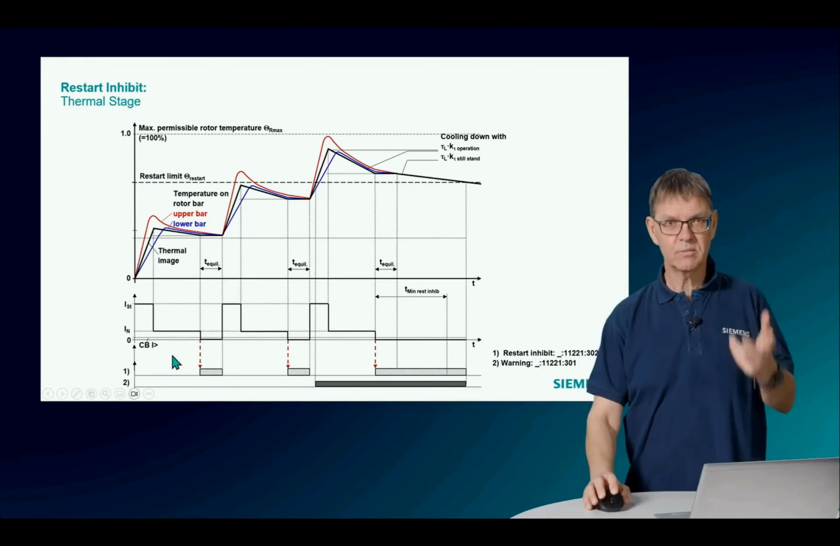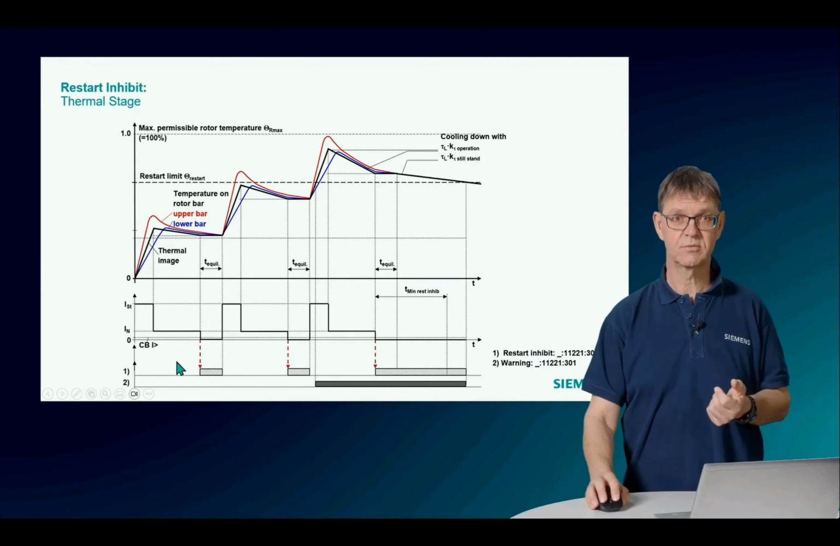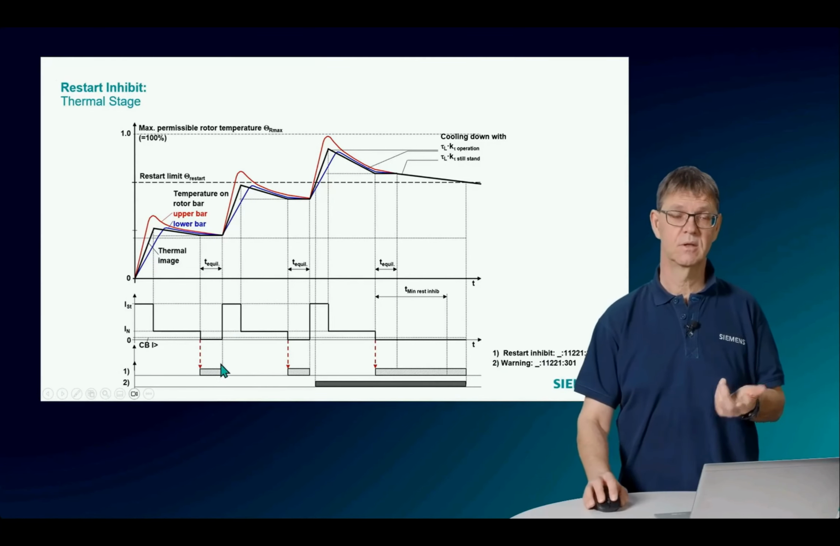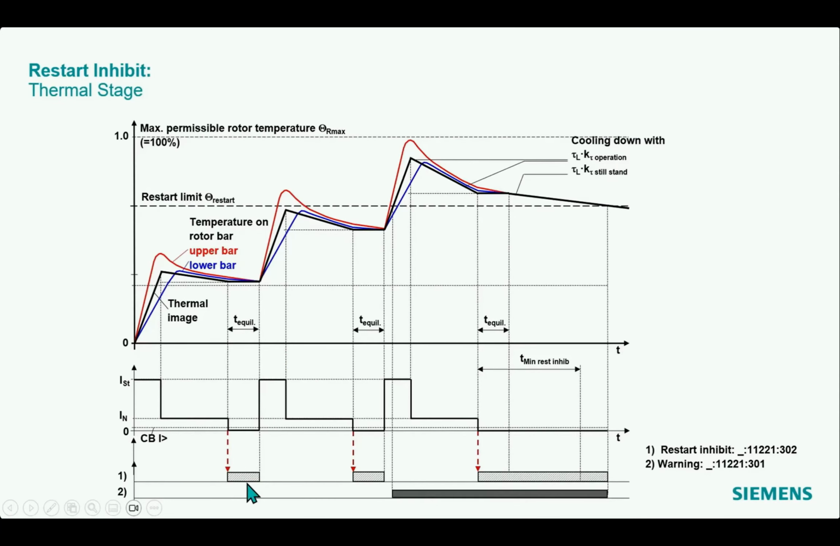Okay, so when the motor is switched off, I get here this restart inhibit signal, and it stays active as long as the motor is switched off. This can be used to block the reclosing or the closing of the circuit breaker or the contactor, so that the motor cannot start. And I additionally have here a warning stage, which comes when the calculated temperature exceeds this restart limit temperature.